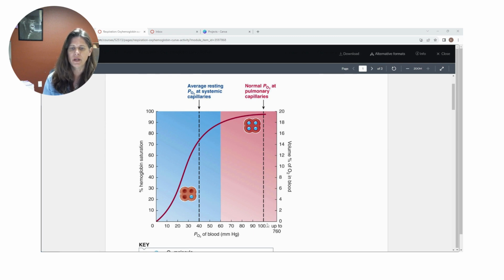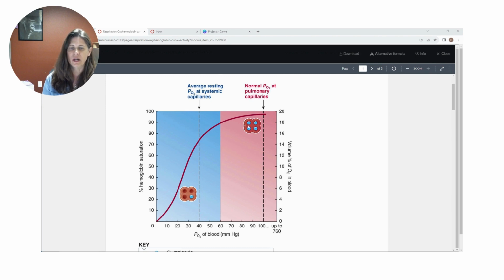Here you can see at 100 millimeters of mercury, this graph is telling us, this won't be on every graph, that's the normal partial pressure of oxygen. It says here at the pulmonary capillaries. So remember, pulmonary capillaries are the capillaries at the lungs surrounding the alveoli. And so oxygen is diffusing into the capillaries there. We're loading the blood with oxygen, and it's binding onto the hemoglobin within the red blood cells.